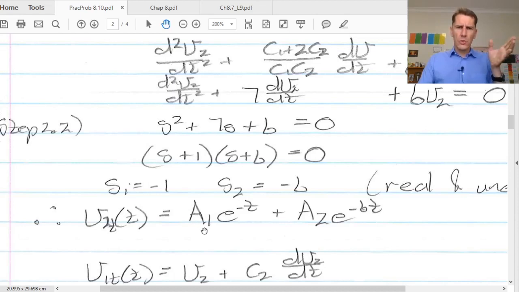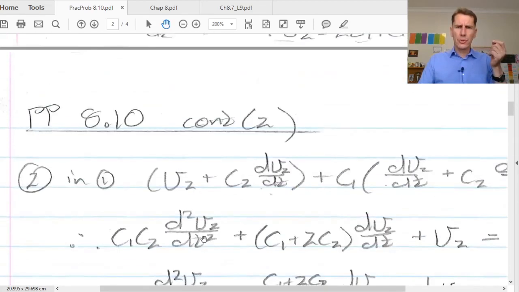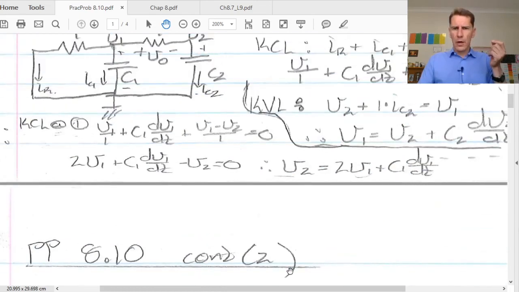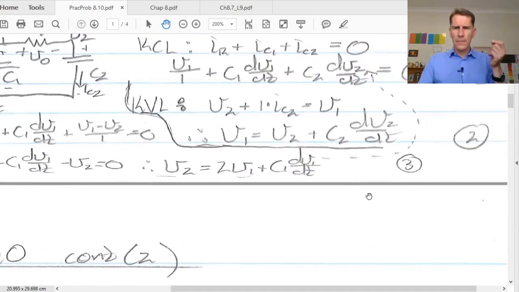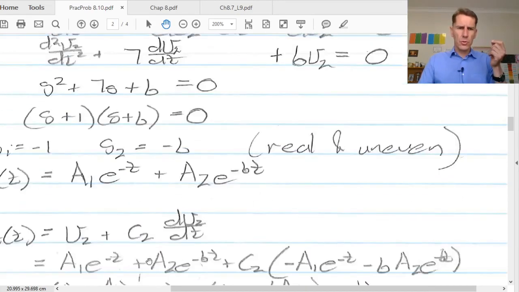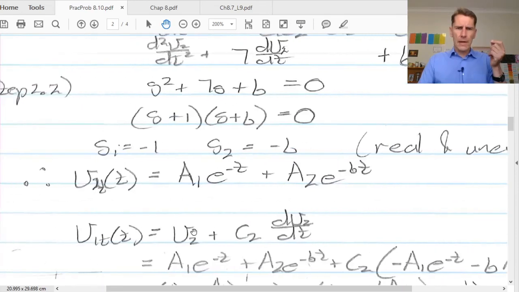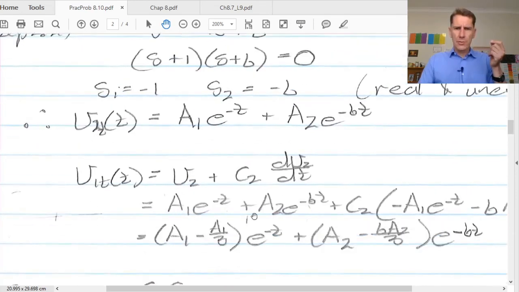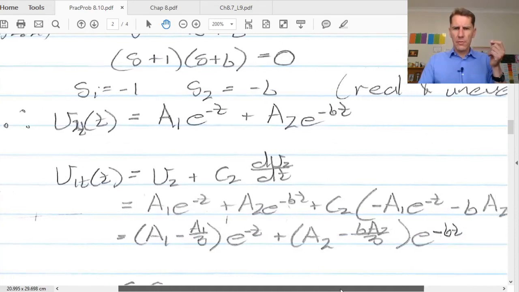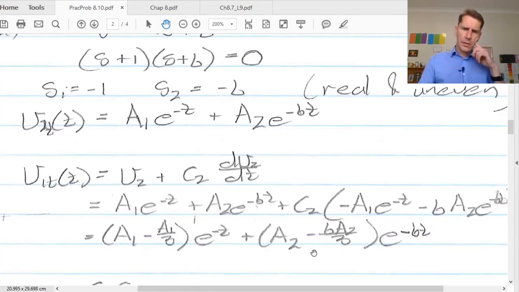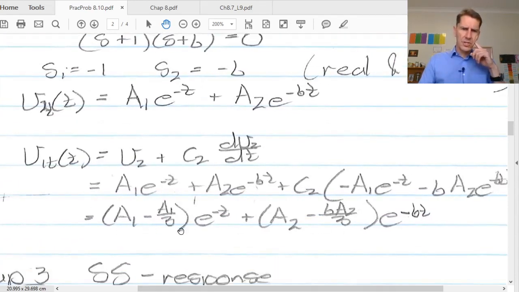So what we need to solve for is A1 and A2. And then we also, remember, need an expression for V1. And now we're going to go back to this equation, our equation number 2 that we used. Now that we've got an expression for V2, we can substitute it into equation number 2, which is what I did over here. And take that expression and then take the derivative of that expression, shuffle a little bit, and you get the new coefficients.